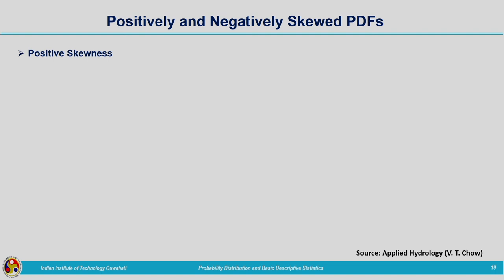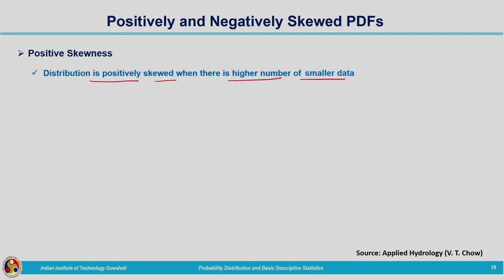Now for understanding what is meant by skewness, how it is visually expressed, we can see positive skewness and negative skewness. Positive skewness is the case where the distribution is positively skewed when there is a higher number of smaller data. In the data set, we will be having different types of data. The number of data corresponding to each will be different. In the data set, we have a higher number of smaller data and the distribution will be skewed in that case. So it will be like this. We are plotting x along the x axis and the probability density function along the y axis. So the curve is plotted like this.